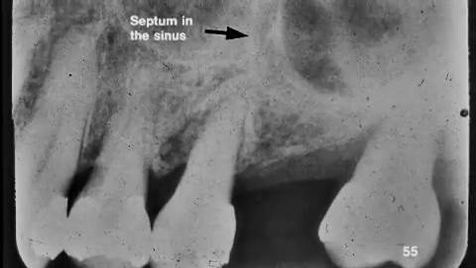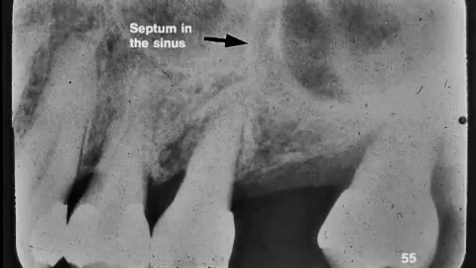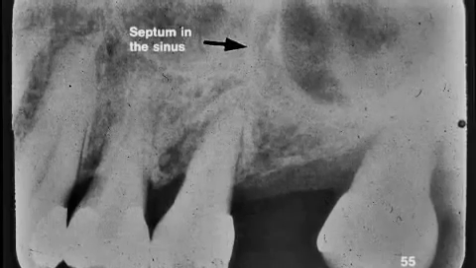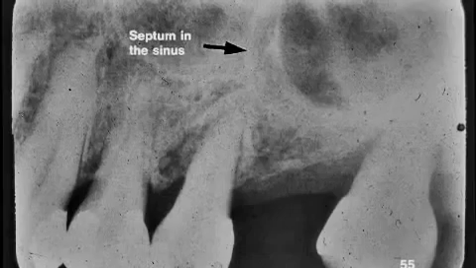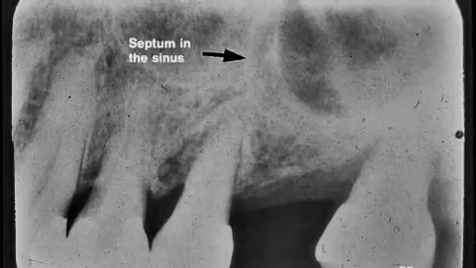In the maxillary posterior region, sometimes we see septum in the sinus. There can be more than one, or there can be none. They are radiopaque and extend vertically in the sinus. They are partitions of bone.